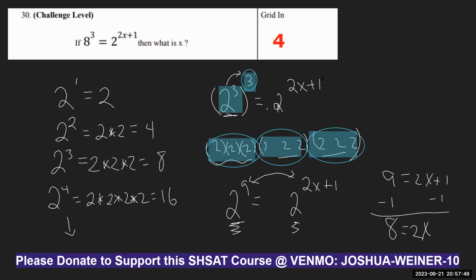8 to the third power is the same as 2 to the 2 times 4, 8 plus 1 is 9. Yeah, that works out. 8 cubed is the same as 2 to the 9. All right, so that's it for our review of the classwork.